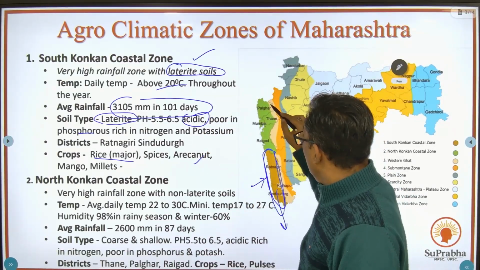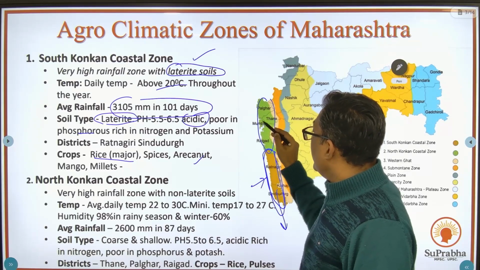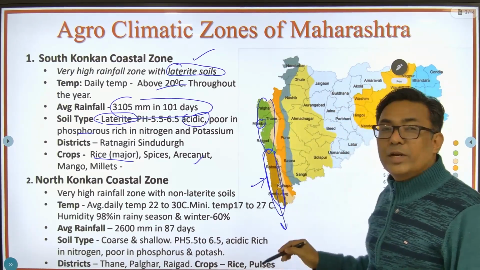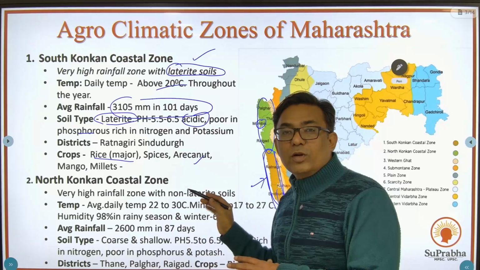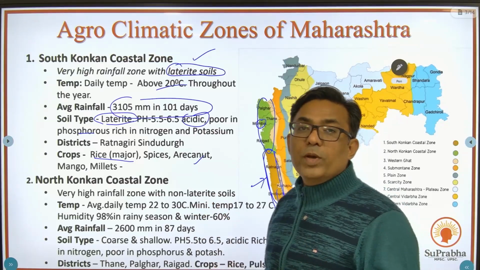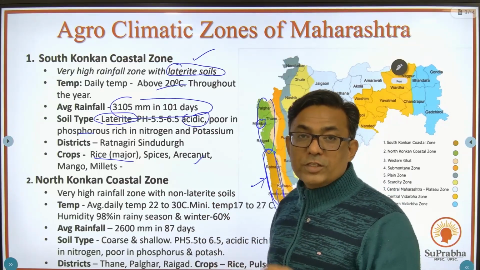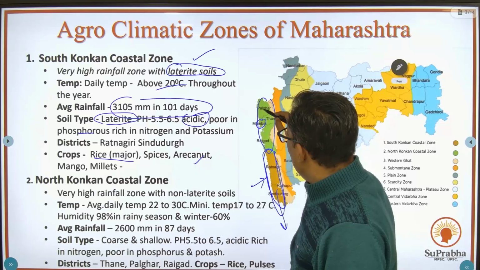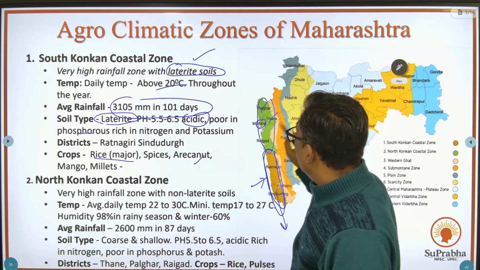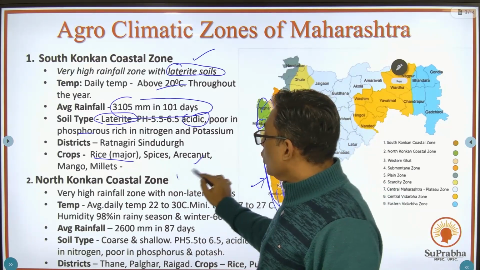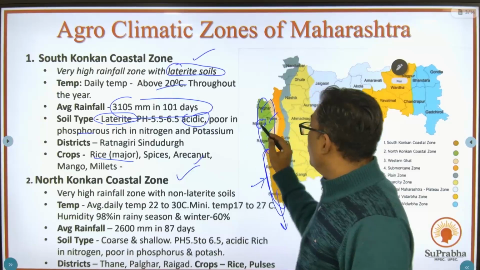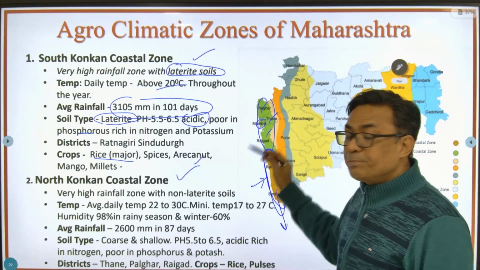Now, north of it, Palghar, Thane, Mumbai, Raigad. Mumbai is totally urbanized. Therefore, you don't consider it as an agroclimatic zone, because Mumbai and Mumbai suburb are the 2 districts in Maharashtra which are 100% urbanized. So, technically, we go for Palghar, Thane, and Raigad as the North Konkan coastal zone, though geographically, Mumbai and Mumbai suburb are also part of it.